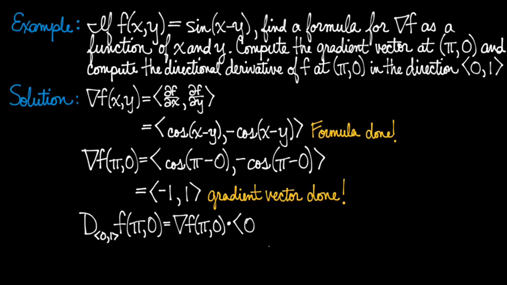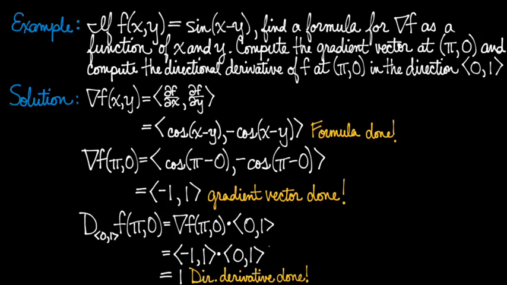Finally, I can use this vector and dot product it with the direction vector that I was given, and I can determine that if I'm standing at the point pi, 0, and I walk in the direction 0, 1, I am going uphill at a rate of 1.